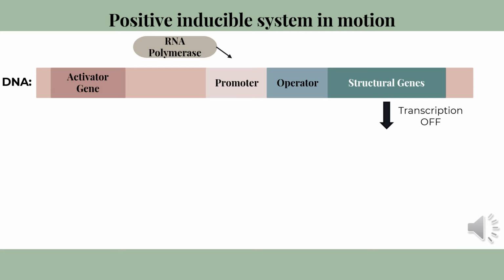In the case of our positive inducible mechanism, RNA polymerase is unable to bind to the promoter region because the operator blocks it until an activator comes and binds to that location on the DNA strand. Until then, transcription is off.